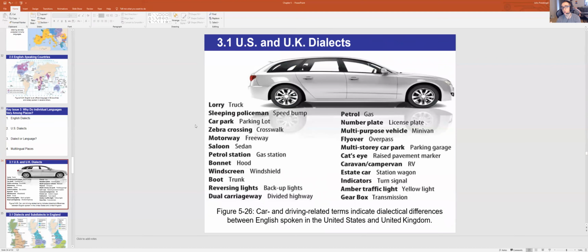So this is just a cool graphic that illustrates what something is called in the UK versus what it's said in the US. So for example, in the UK, they call a truck a lorry, right? They call the trunk of your car a boot. An amber traffic light is called a yellow light. Gearbox, transmission. Petrol is gas, and that makes sense, right? Petroleum. Number plate, license plate. So you get the idea, but that's the same English language, right? But it's just a different dialect.